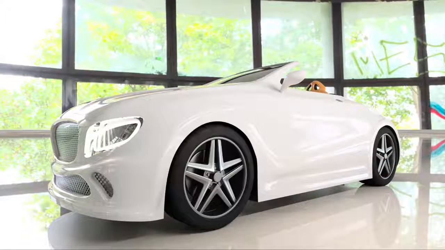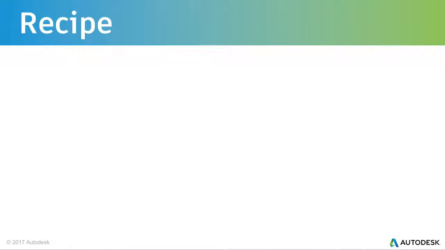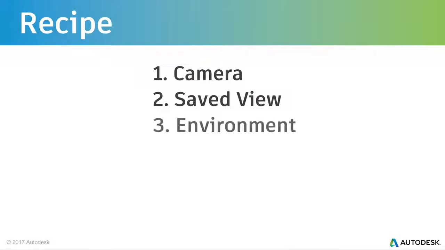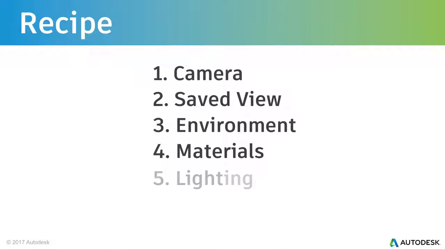On the other hand, great designers and rendering pros use an organized process to achieve a compelling final rendering. We can think of this process as a recipe that starts with creating a compelling camera view, saving that view, setting a background environment, adding materials, adjusting the lighting, and ensuring a proper image size. And then only clicking the render button when this process is complete.